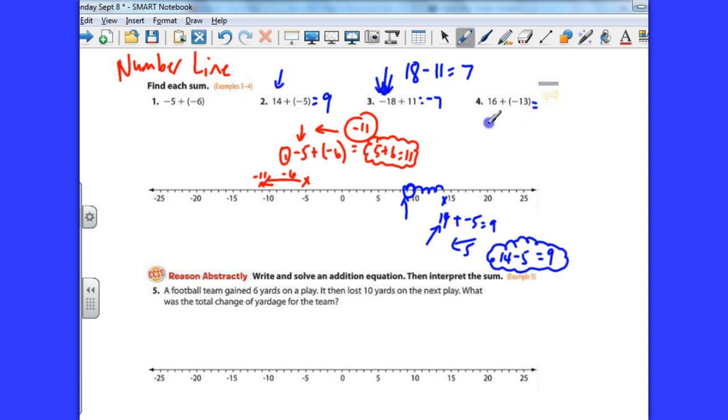All right, so when the signs are different, you're really subtracting and you take the larger absolute value. Like in number 4, larger number is positive, signs are different. If I take 16 minus 13, which is 3, and then I notice that the 16 is the larger number, it's a positive number, that answer is positive 3.